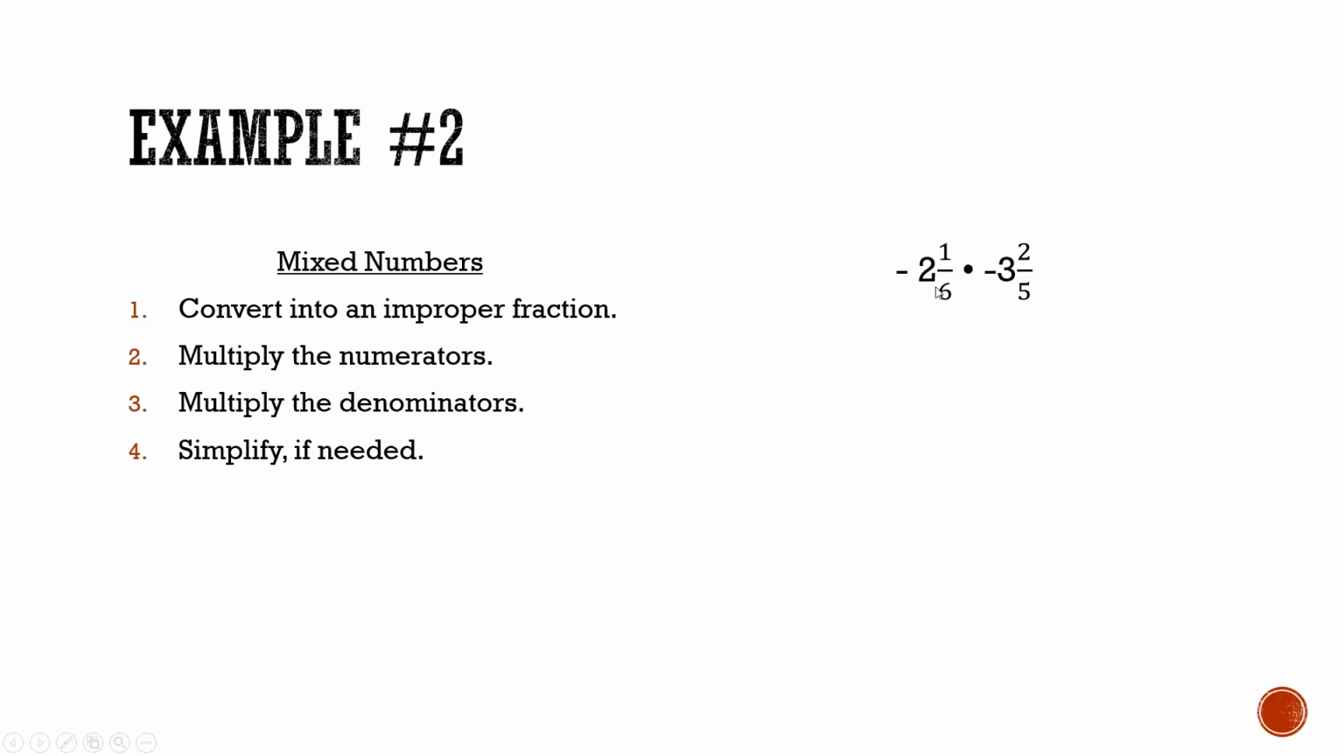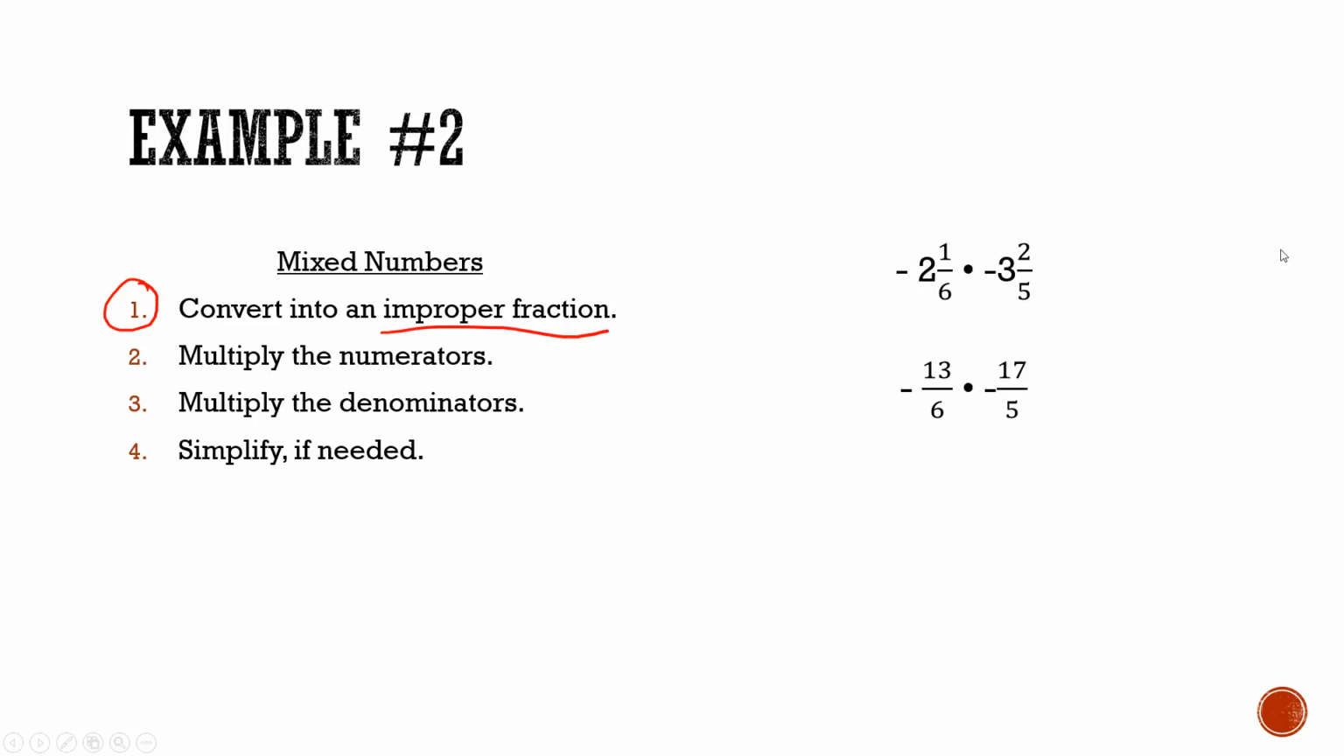Now, like I said, a common error is that some people will just go negative 2 times negative 3 is a positive 6, and then they'll multiply the numerators and denominators, and they think they're done. But remember, your first step says that you need to convert into an improper fraction. So convert into an improper fraction.